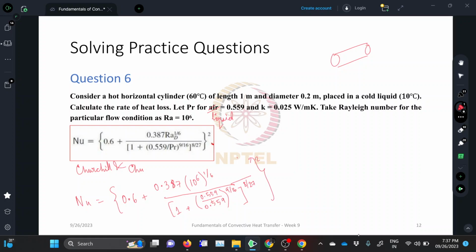So this would finally give us Nusselt number equal to 0.6 plus 3.87 divided by, so this becomes 1, right? These two cancel out. 2 to the power 8 by 27. Okay, this is a weird number. But anyway, can anyone calculate this and tell me what Nusselt number finally comes out to be?